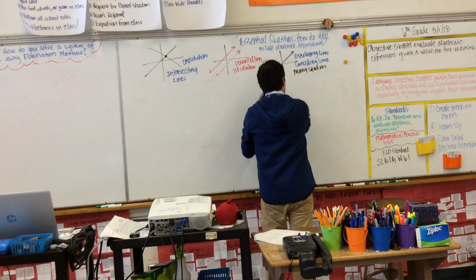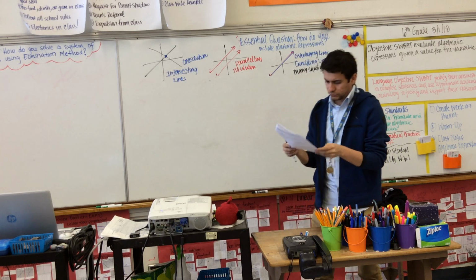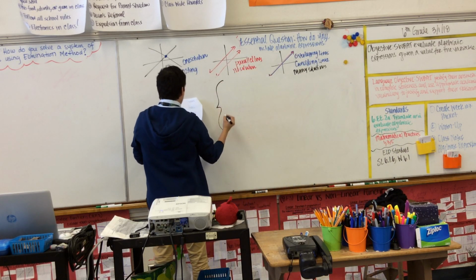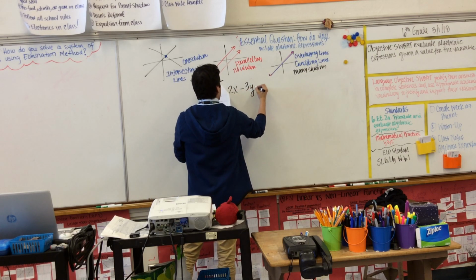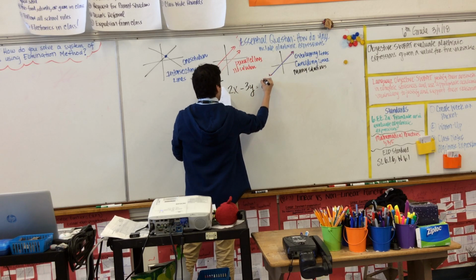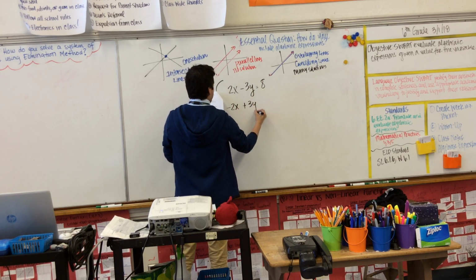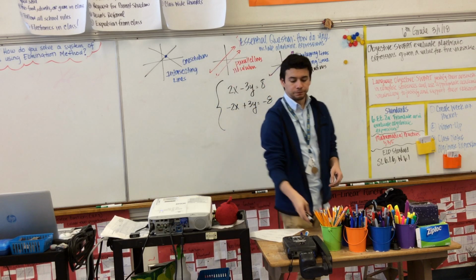Okay, let's see this one. Let me see if I have an example for this one. This one right here. See, I'm doing all your homework, literally. This is all homework problems. You're welcome. Negative 2x plus 3y equals minus 8. Okay, here we go.